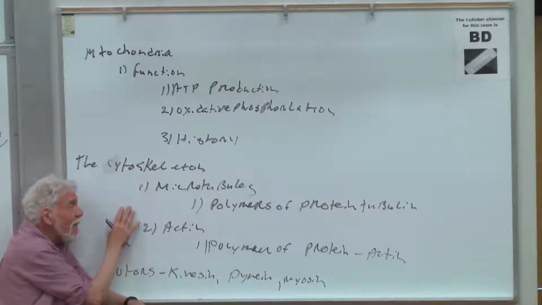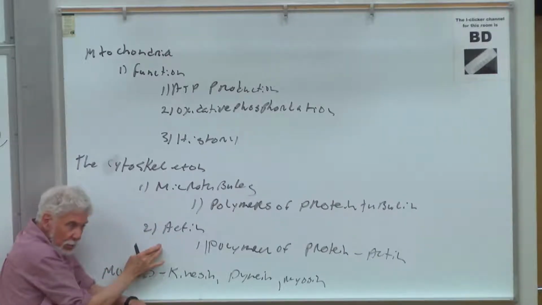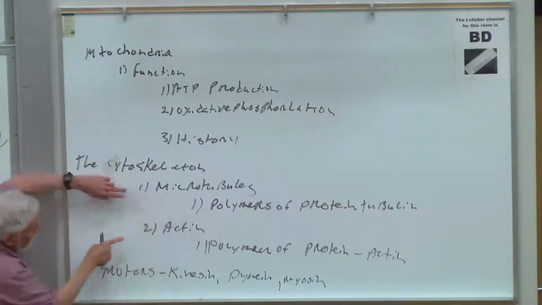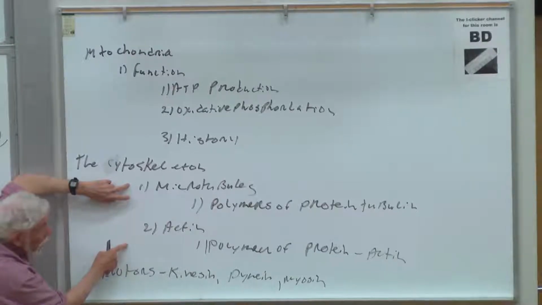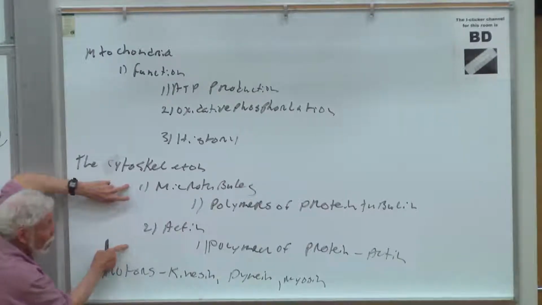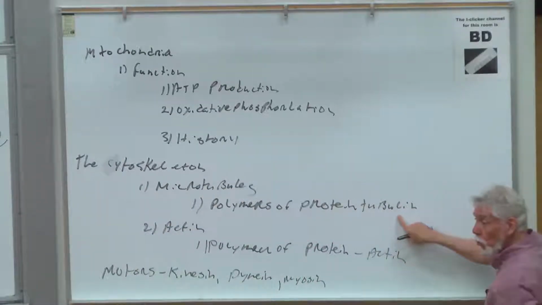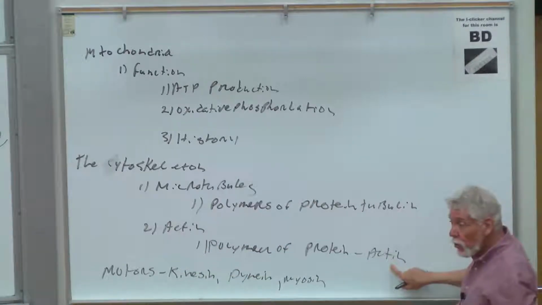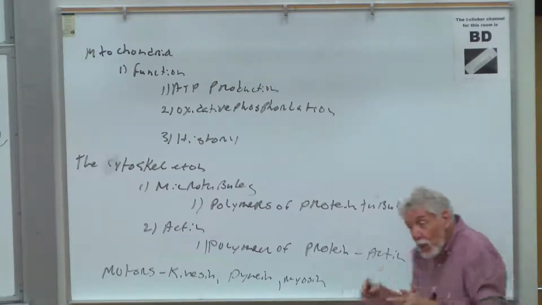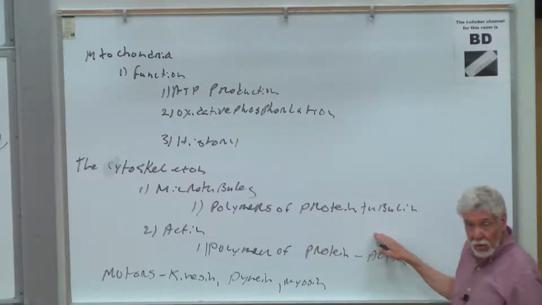The cytoskeleton that we're going to talk about is composed of microtubules and actin. One of the hallmarks of these proteins is that they are polymers of proteins. They are gigantic proteins put together from subunits. In the case of microtubules, they're put together from subunits of tubulin. Filamentous actin is put together from subunits of actin.